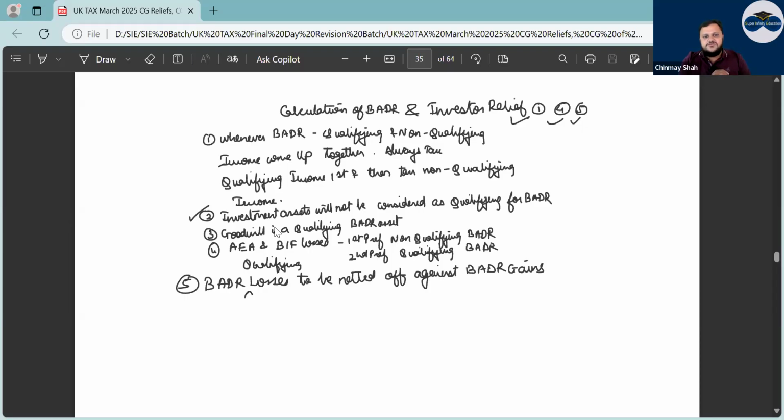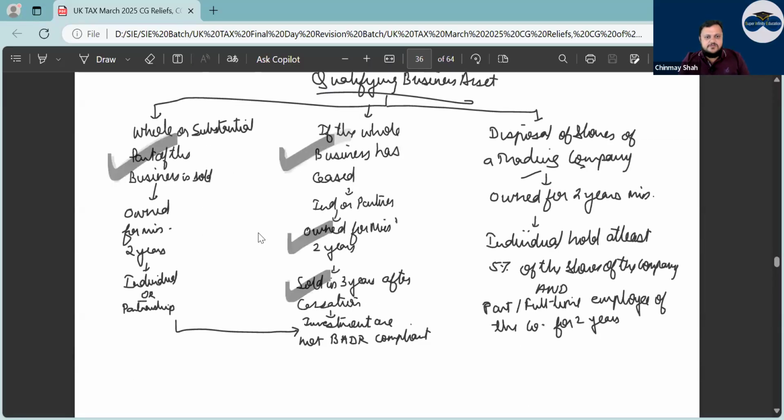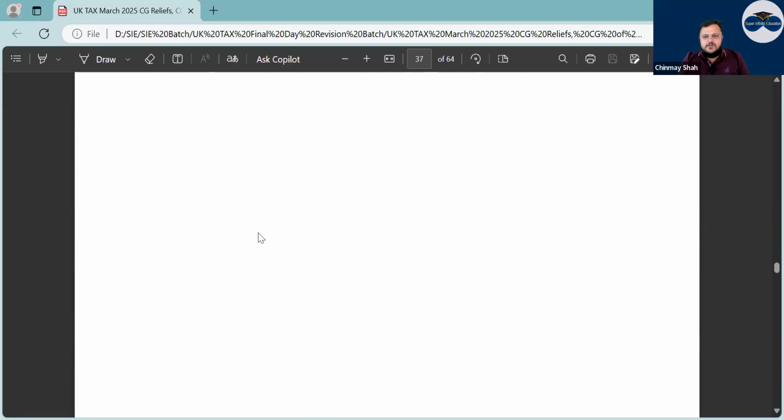So you cannot consider CG on investment assets, right? Goodwill is a qualifying BADR asset. AEA and brought forward losses, correct? First preference is given to non-qualifying. So whenever you are using AEA for an individual, AEA and brought forward losses, first preference will be given to non-qualifying BADR, and second preference will be given to qualifying BADR, right? BADR losses are to be netted off against BADR gains. That is BADR for you, right?